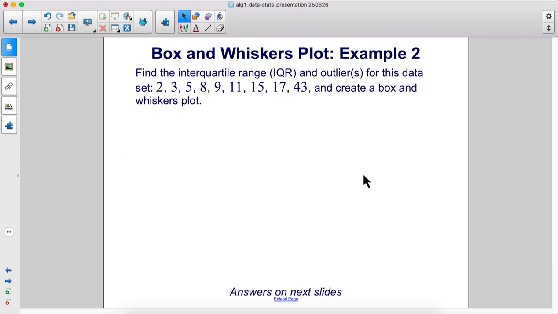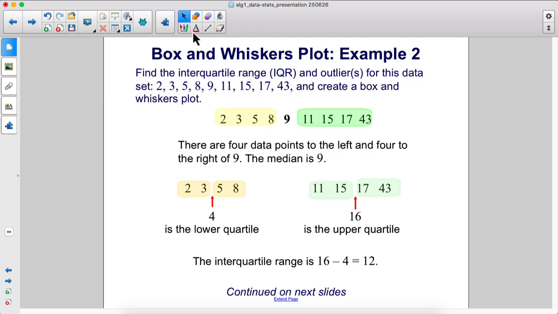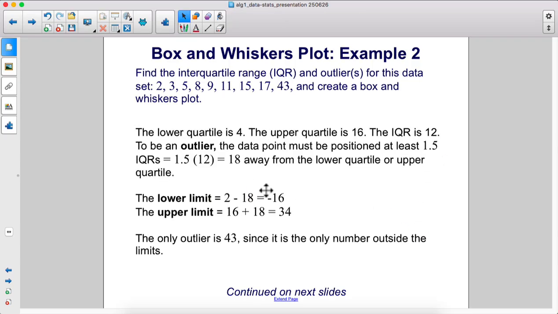Find the interquartile range and outliers for this dataset and create a box and whiskers plot. First, we find the median. Because there's an odd number, there is exactly one median, it is 9. Then we find the median of the lower half. Since it's even, we have to average the two middle values, giving us a 4 for the lower quartile, and we have to average 15 and 17 to get 16 as the upper quartile. Therefore, the interquartile range is 16 minus 4, which is 12. The lower quartile is 4, the upper quartile is 16.